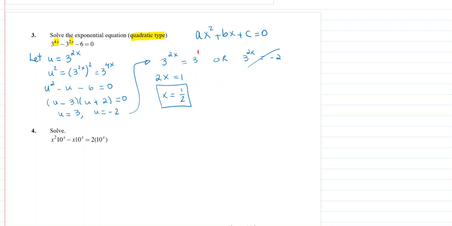In this next one, again, we have x in the exponent, so it's an exponential equation. But you might notice that every term in this equation has the factor 10 to the x. So that's a common factor that we can bring out. And then when you take 10 to the x out of every term, you get x squared minus x.